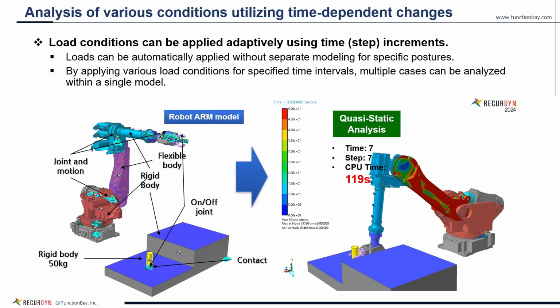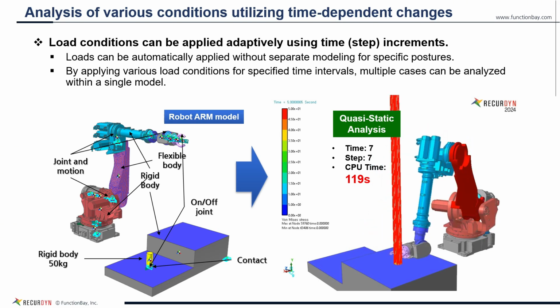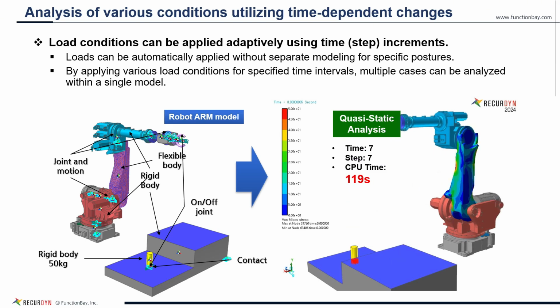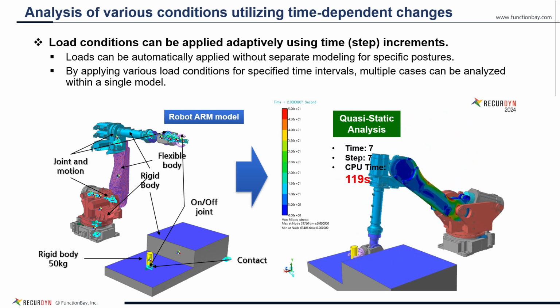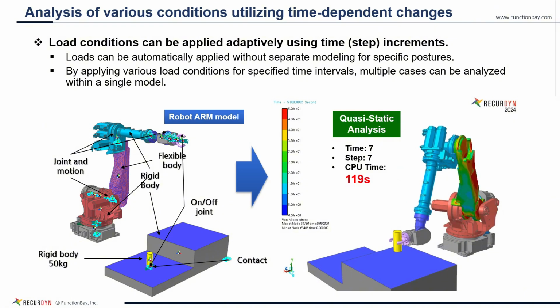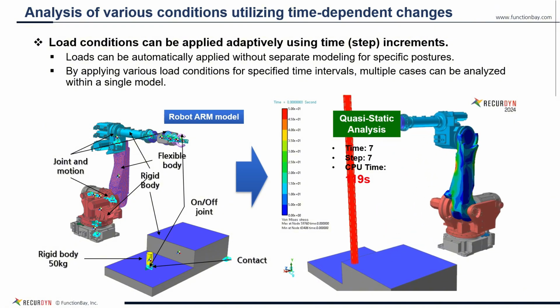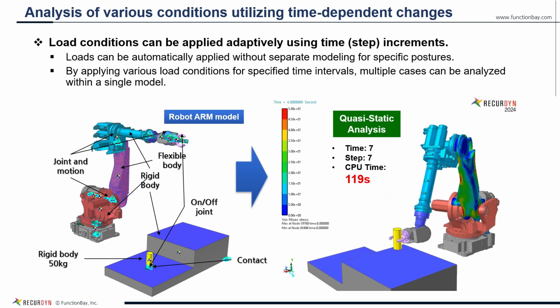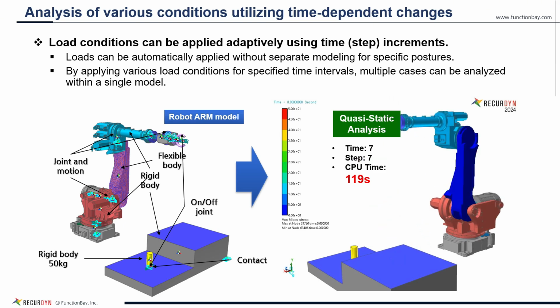This is similar to what I mentioned earlier. You can perform static analysis for various conditions with a single model. This means there is no need to rebuild the model for each posture that changes over time during static analysis. The model you see here is a robotic arm that includes contact and on-off joints. It is used to analyze the stress of the arm under different conditions.